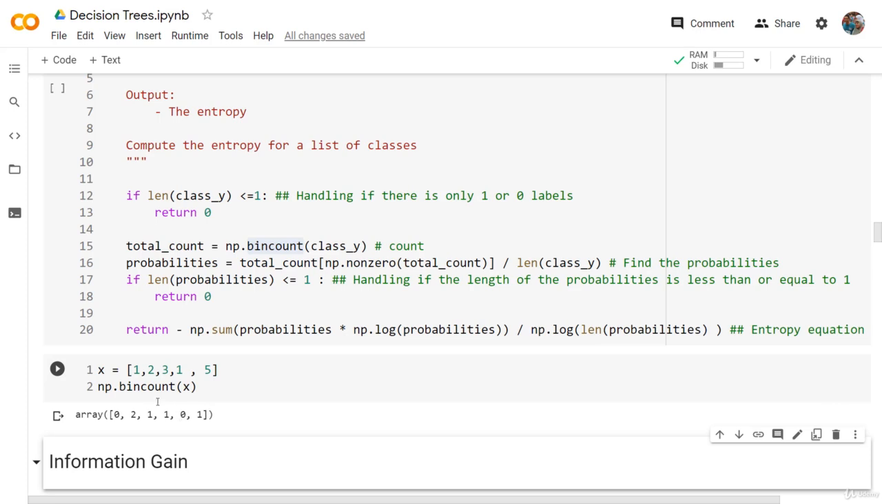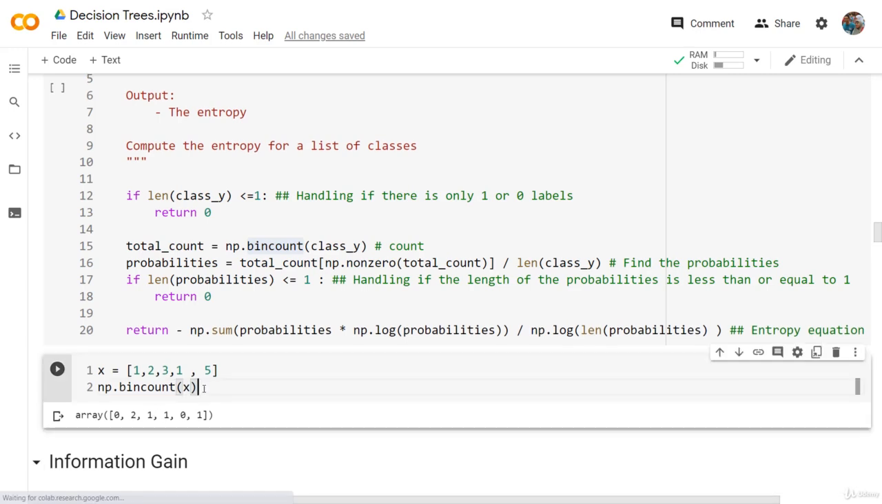So what does this represent? First, it starts from 0, and we don't really have any zeros, so the count of zeros will be 0. How many ones do we have? We have 2 ones, so that's why we have 2 here. And then we have 1 two, 1 three, 0 fours, and then 1 five. So that's basically what this function is doing.